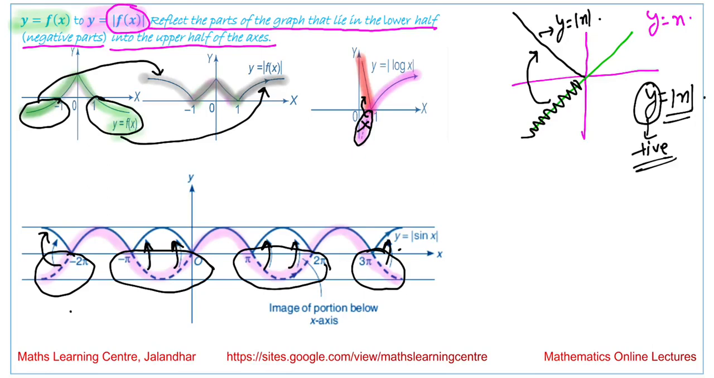So the new portion that we obtain is the reflection of this first part, this is the reflection of this second part, this is the reflection of the third part, and this is the reflection of this part over here. So this is the graph of y is equal to mod of sin x. These are the images of the portions below the x axis, and the image we are taking is along the x axis.